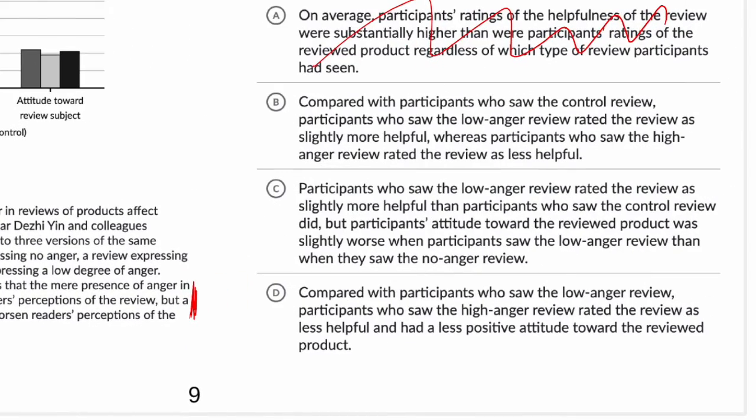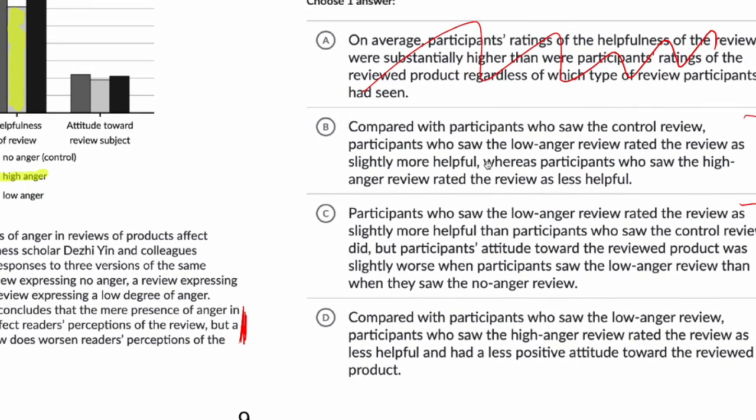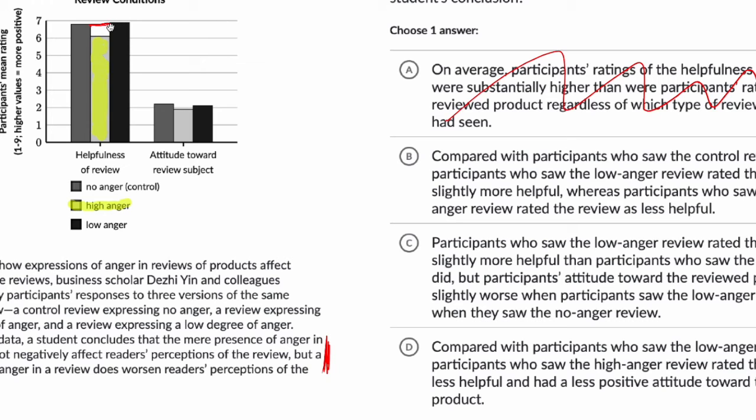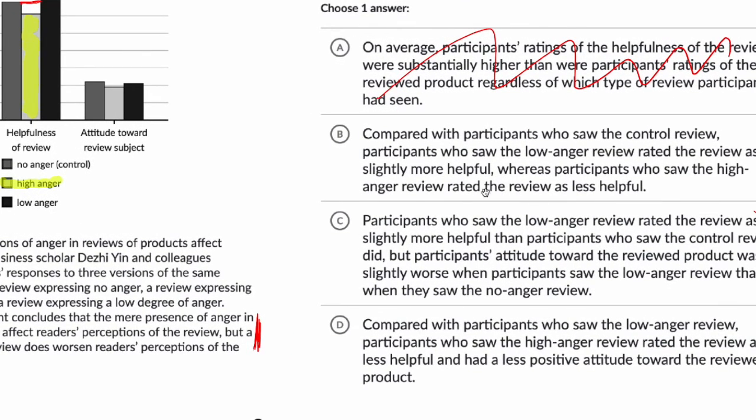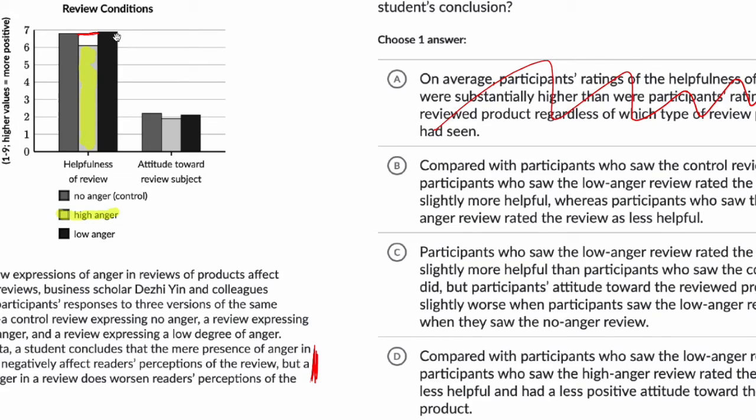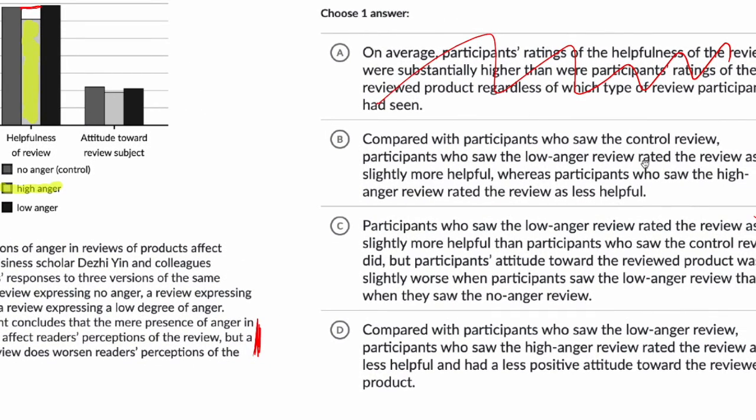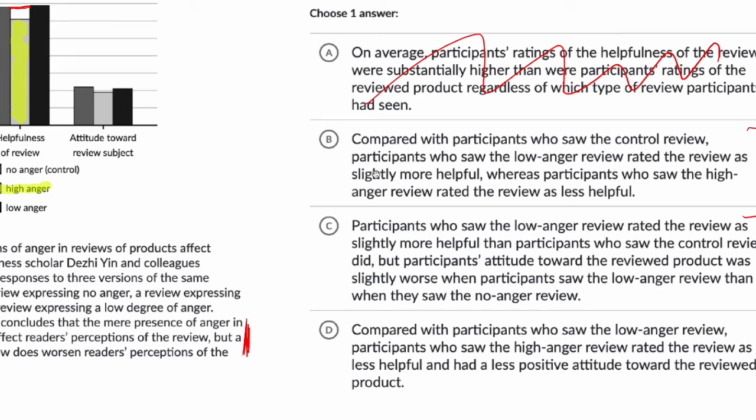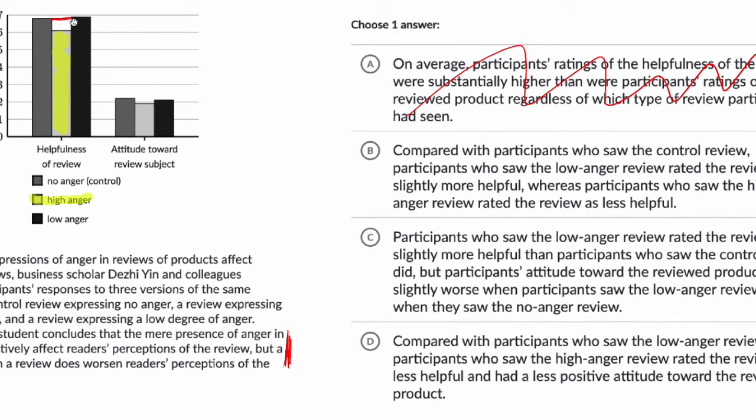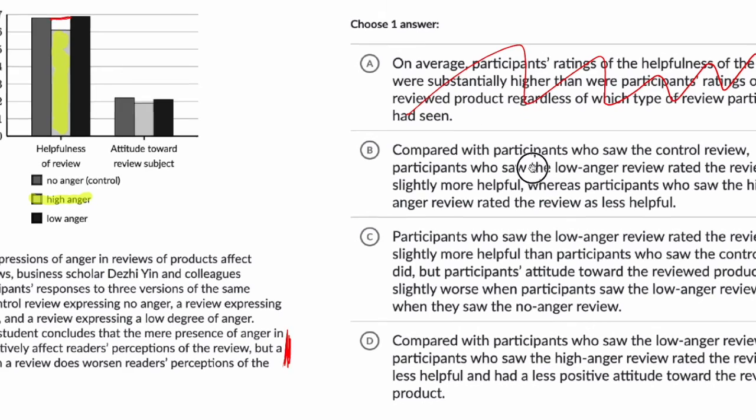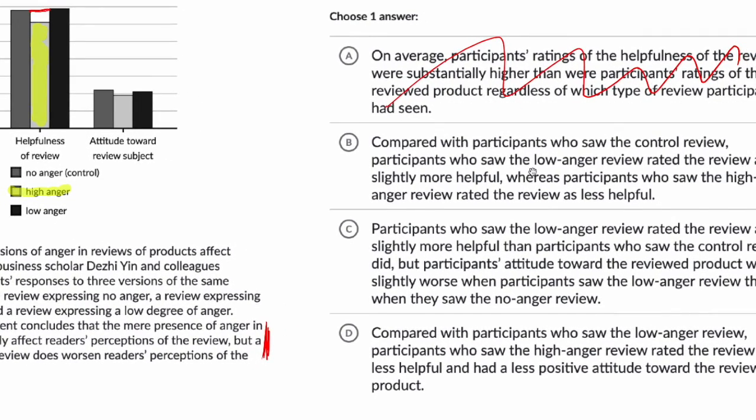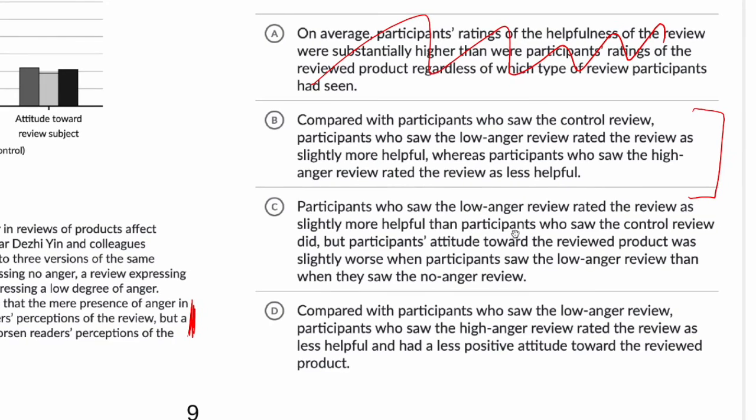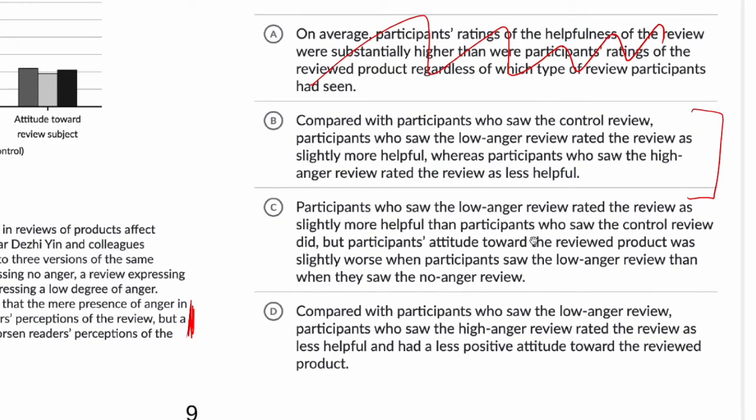I think B seems pretty accurate. Compared with participants who saw the control review, participants who saw the low anger review rated it as slightly more helpful. I mean, maybe. Whereas participants who saw the high anger review rated it as less helpful. Yeah, I wouldn't have said slightly more helpful. I mean, even that is kind of borderline to say that it is even more helpful, but it's accurate. C, participants who saw the low anger review rated the review as slightly more helpful than participants who saw the control review did.